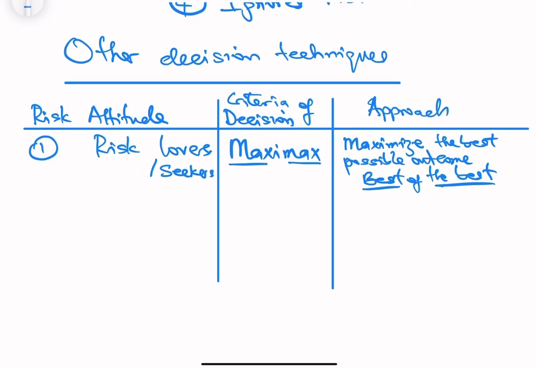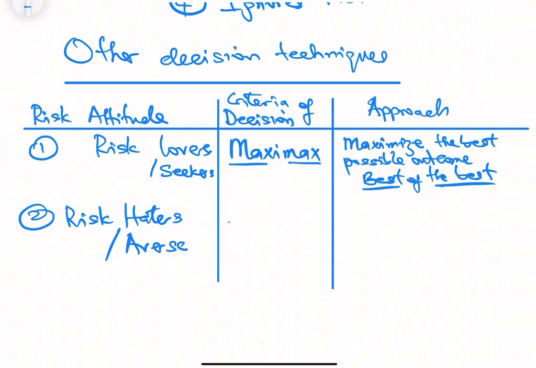The second attitude is the risk hater. These ones, they hate to take risk. They are risk averse. Very risk averse. They don't like to take risk. And their criteria for decision is called the Maximin. Maximin, minimum means worst outcome.